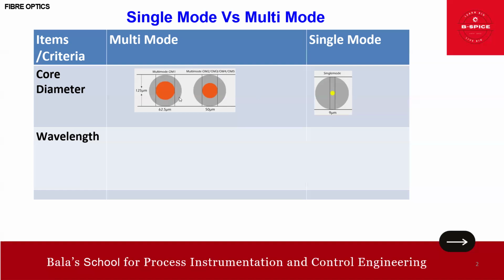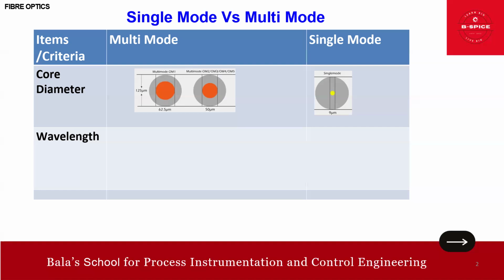So the multi-mode, friends, is much larger, typically 62.5 micrometer or 50. Depending on the type of fiber, whether it's OM1 or OM2, the diameter varies, right? So OM1 is about 62.5 and OM2, 3, 4, 5 is about 50 micrometer.